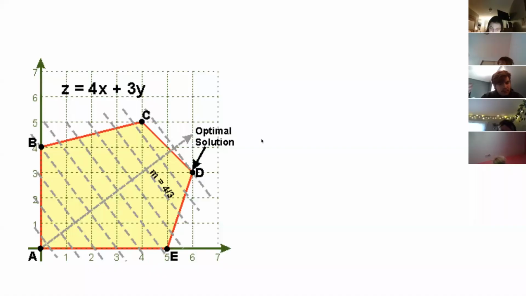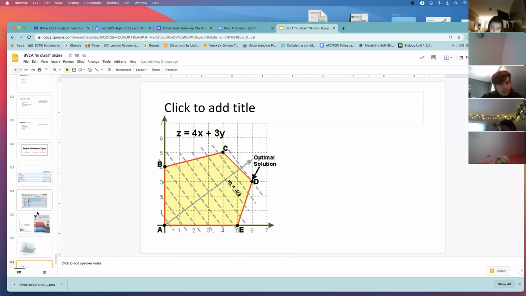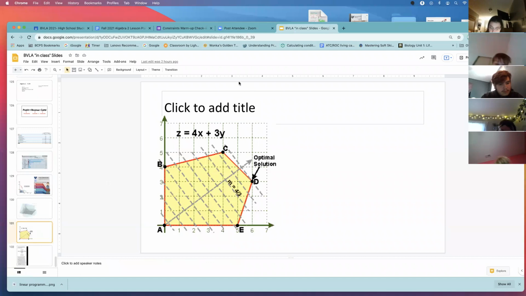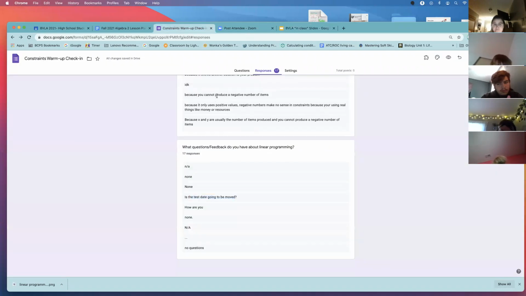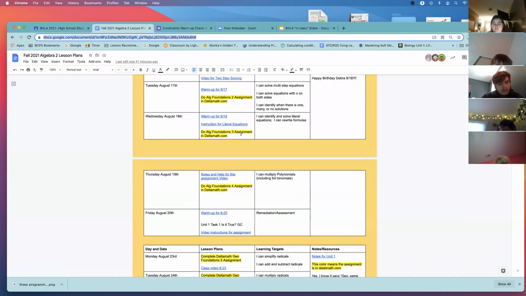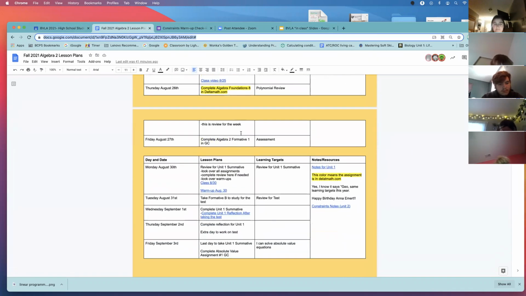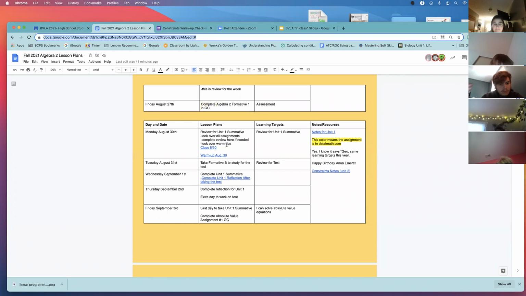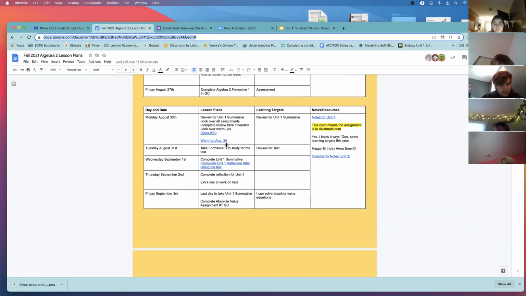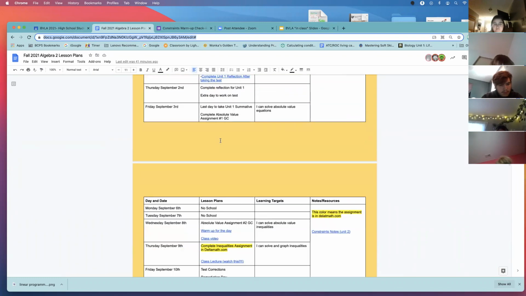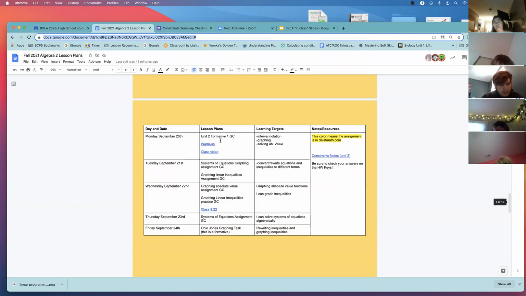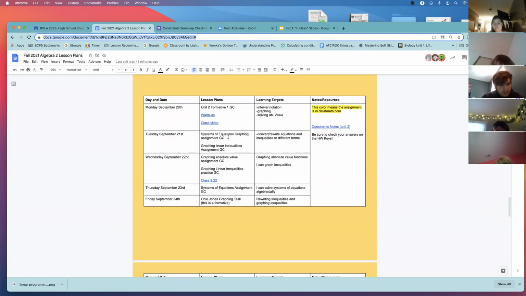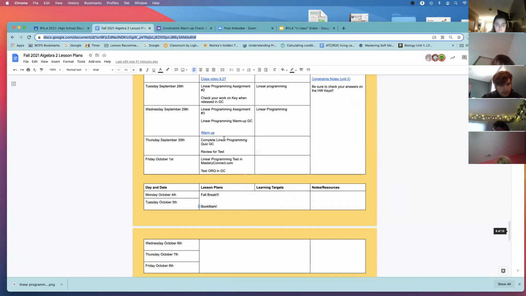Oops, why am I doing that? All right, I think that's the bulk of it. Let's see what else is going on here with our lesson plans right here. 1, 2, 3. Okay. There was a warm up today for system equations graphing. Where am I at? I'm still not there. There it is.